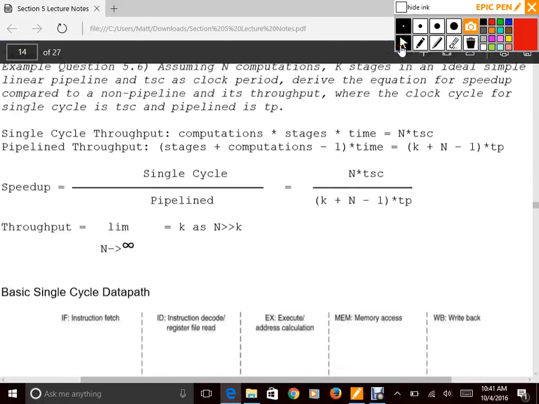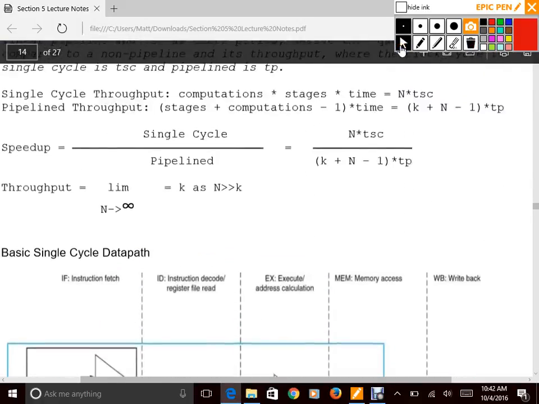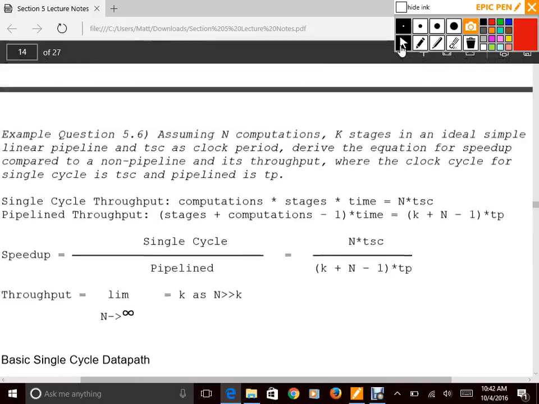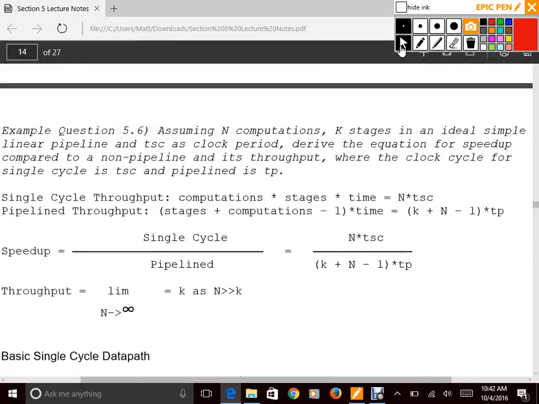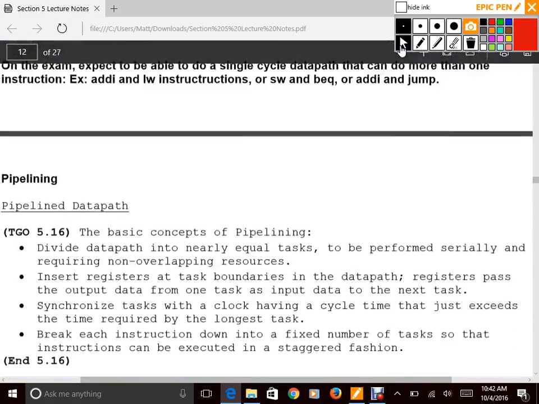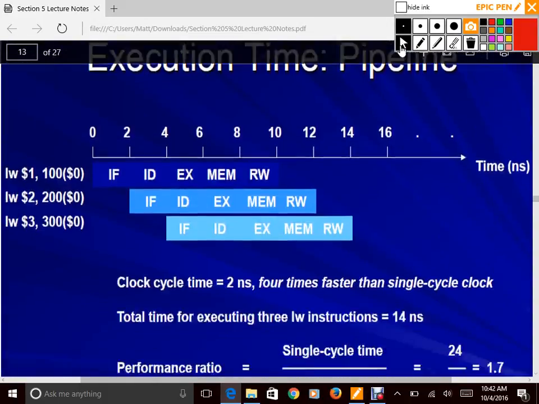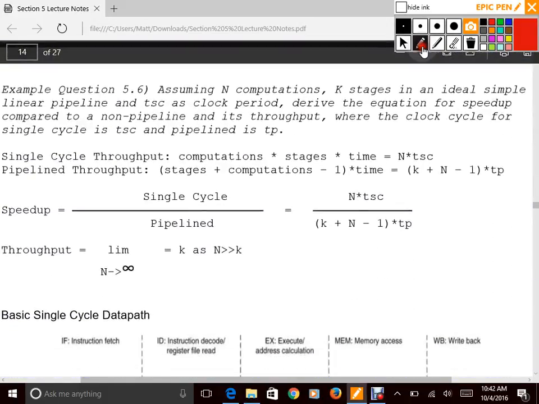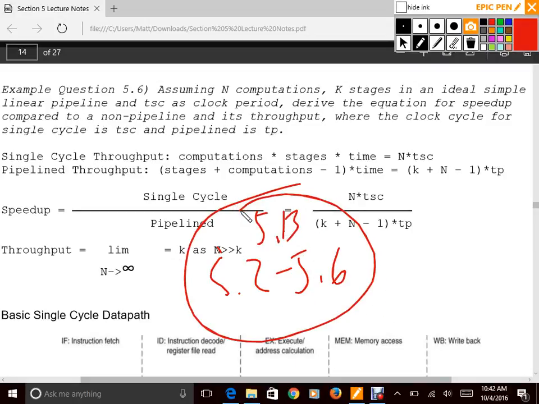I'm going to spend the next couple of minutes just explaining this. This will be where the assignments cut off. It is 5.6. So it'd be 5.2 through 5.6 in TGO, 5.13, 5.16. All right. So that's your homework.